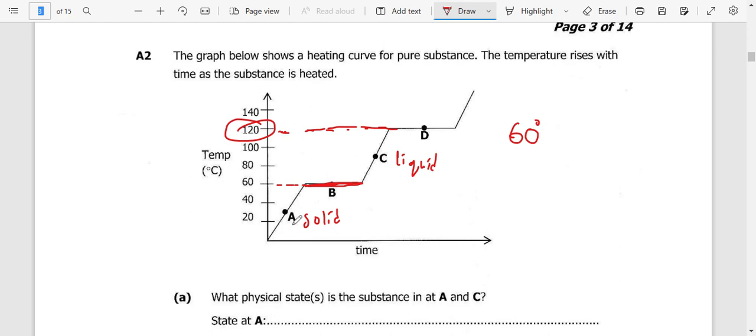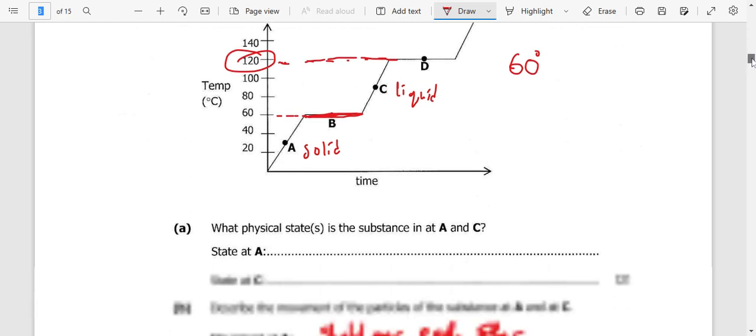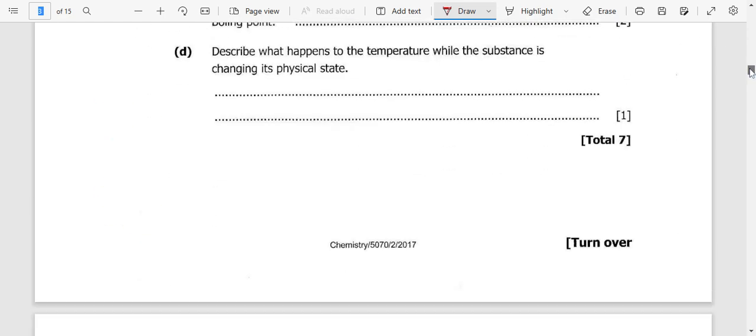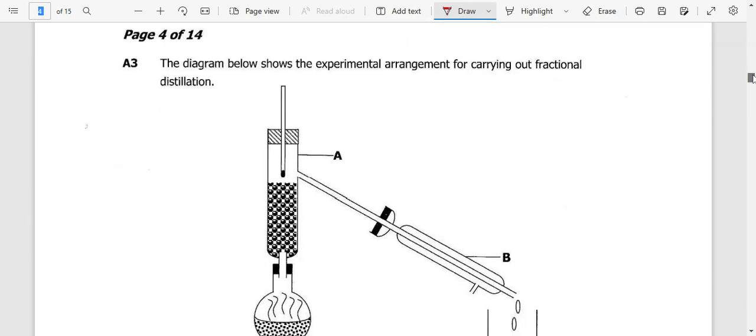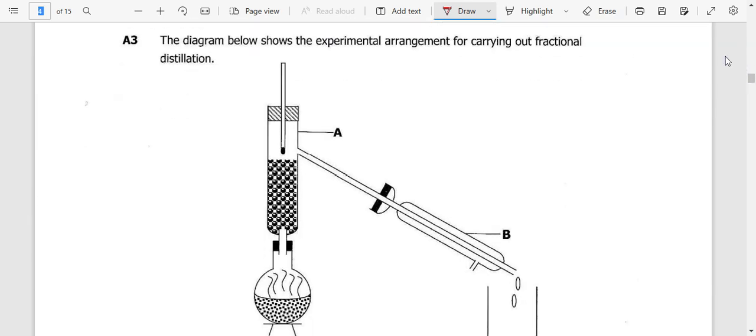So at the melting point and boiling point, temperature does not change. Temperature is constant. So describe what happens to the temperature while the substance is changing its state. I have already said, right? Temperature is constant, or temperature does not change. That is why you saw at the melting point it was just 60, boiling point it was just 120. There was no change in temperature. Is that okay? Are we good?